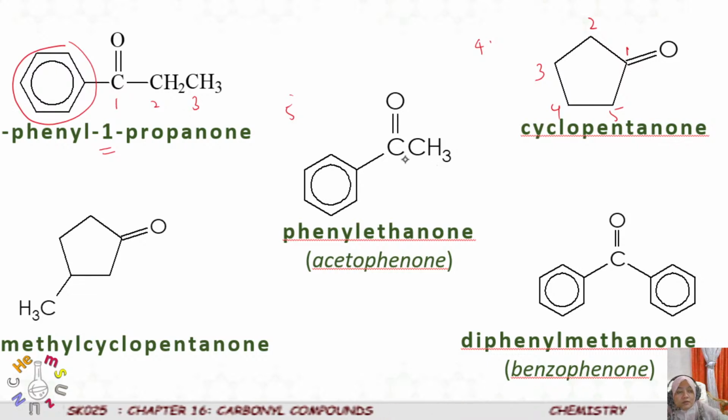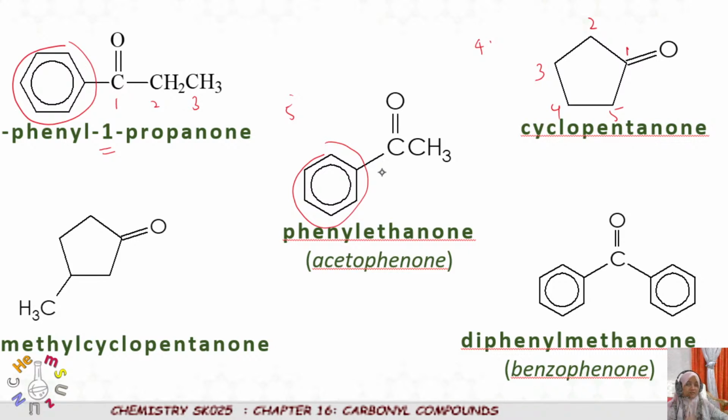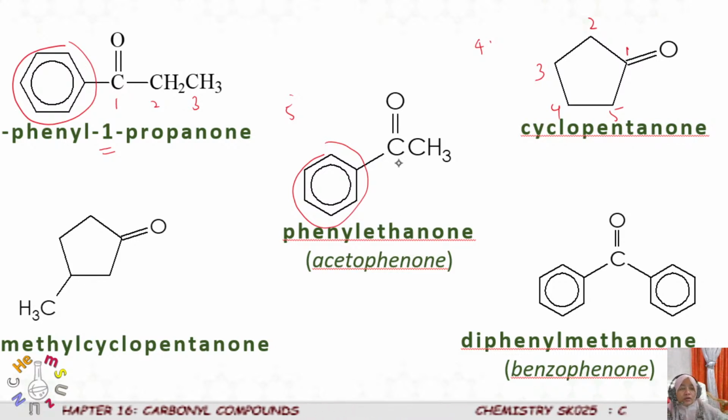For example number 5, it is the same as number 3. We have a benzene ring attached to the C double bond O CH3. So this is phenyl ethanone. Why ethanone? Because we have 1, 2 carbons. The common name is acetophenone. Acetophenone is accepted by IUPAC, so if you use acetophenone, it doesn't matter. The IUPAC name is phenylethanone.